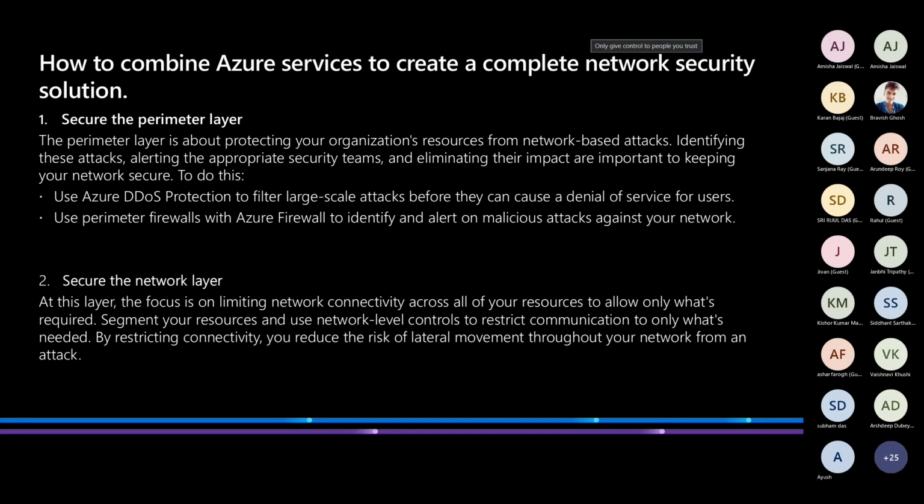Secure the network layer. At this layer, the focus is on limiting network connectivity across all your resources to allow only what's required. Segment your resources and use network level controls to restrict communications to only what's needed. By restricting connectivity, you reduce the risk of lateral movement throughout your network from an attack.